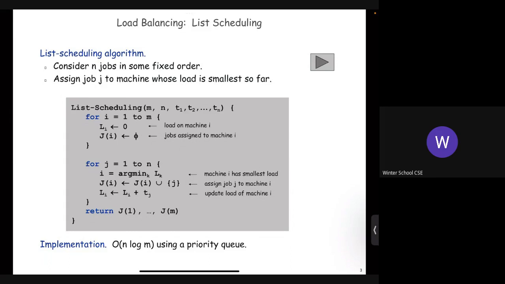Is that fine? And of course, you can implement this algorithm much, much faster. It's written there, priority queue. But even if it is not, some polynomial time will definitely work. Okay? Okay. So how bad will this be with respect to optimal?